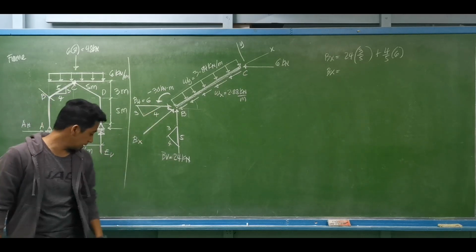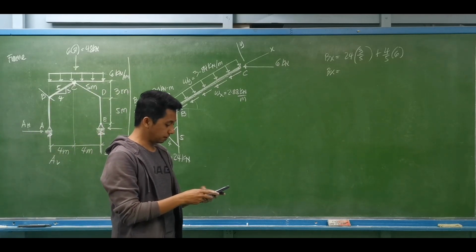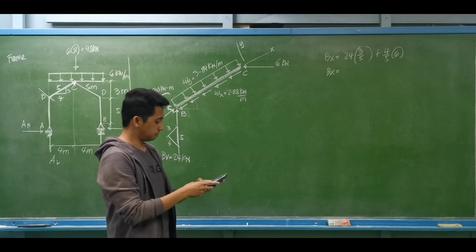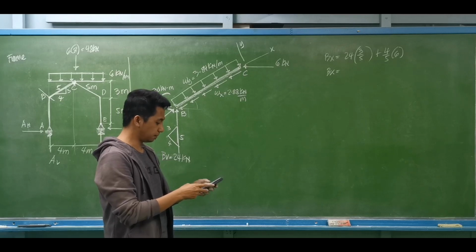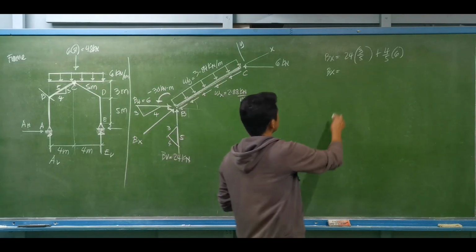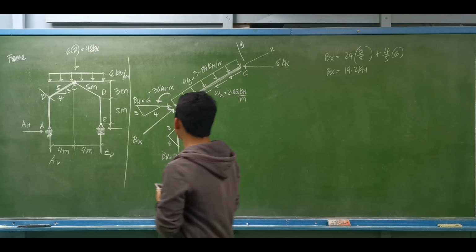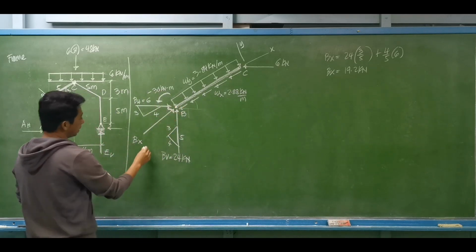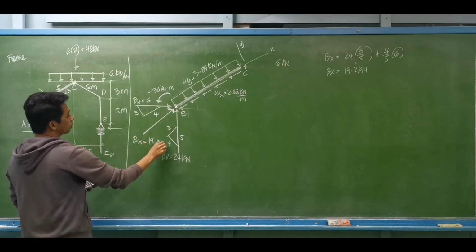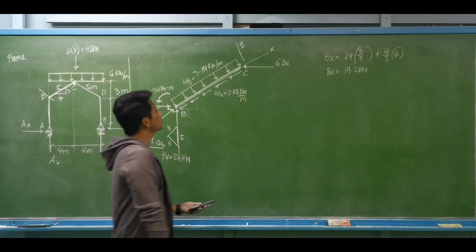So let's compute for that value. And we have 24 times 3 over 5 plus 4 over 5 of 6. So we'll be having a value of B sub x equal to 19.2 kilonewtons. That will be the axial force at point B. We have 19.2 kilonewtons. Okay, the axial force. How about this one?